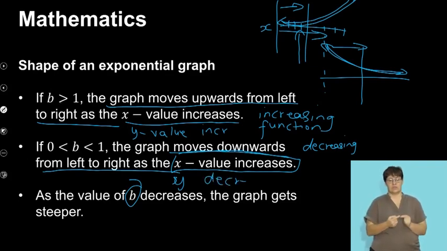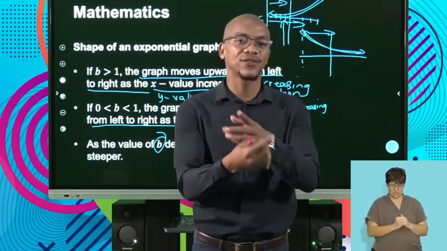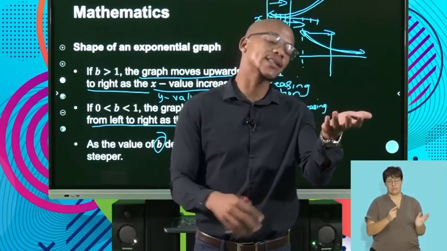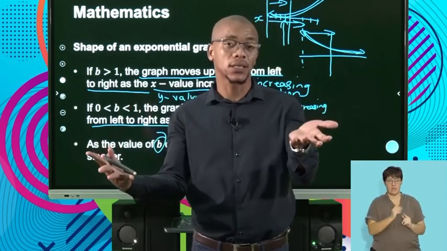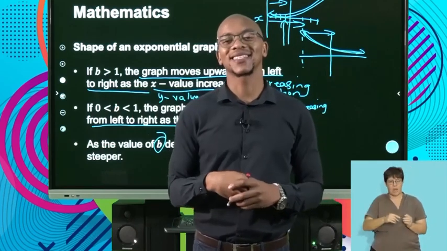So how do you judge that the graph is increasing or decreasing? You look at the y value. If the y value is increasing as the x increases, then it's an increasing function. Vice versa, if the y value is decreasing, and x is always increasing because you are always moving from left to right, that will be a decreasing function.